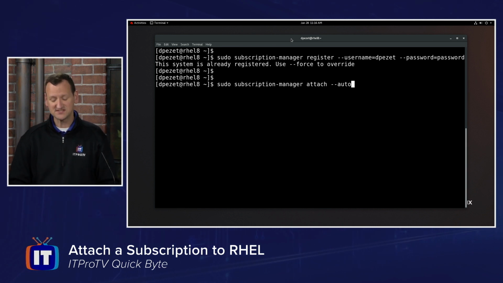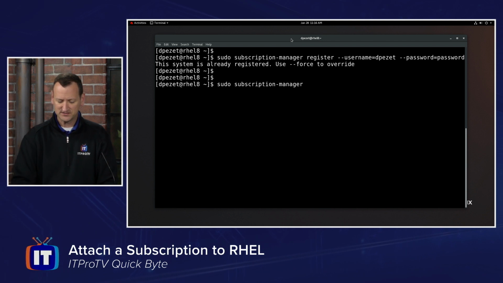But if you want to pick a specific license, you would need to provide the identity here. So to find that, you would say sudo subscription-manager list --available. When I take a look at my available licenses, I should see that my developer license still has one available. And so that's going to come up here in just a moment.